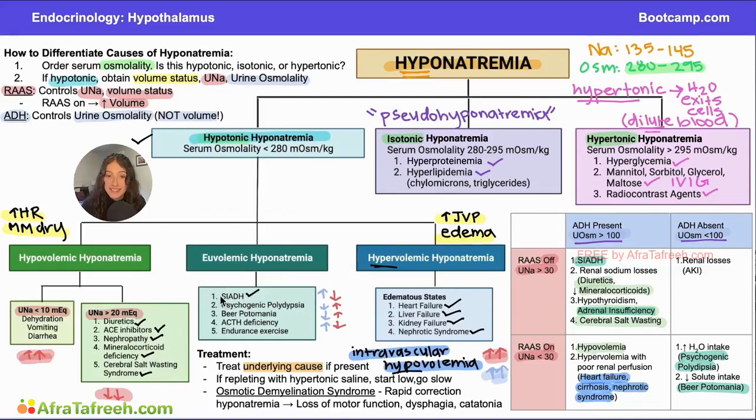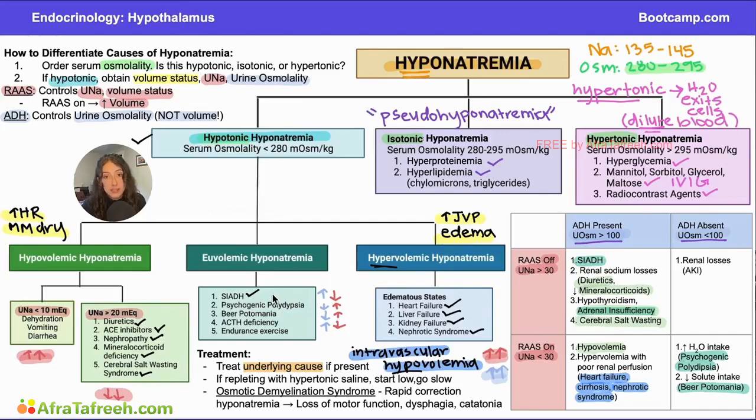If someone has SIADH, however, should we give them normal saline? If you said no, you would be correct, because if we give them normal saline, their antidiuretic hormone is just going to hang on to all that water. And since their RAAS system is off, we're not going to hang on to any of the sodium. So effectively, you've just given them a bunch more liquid to dilute their blood, and you're going to make their hyponatremia incredibly worse if you give someone with SIADH normal saline.